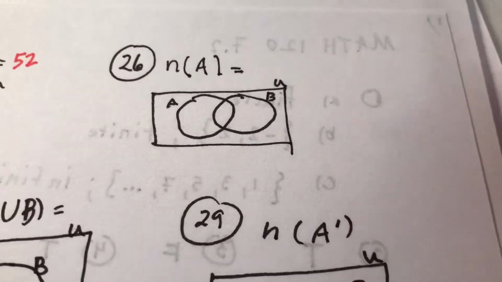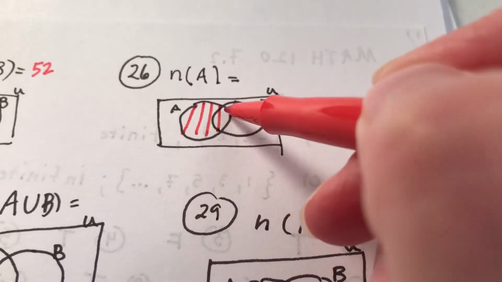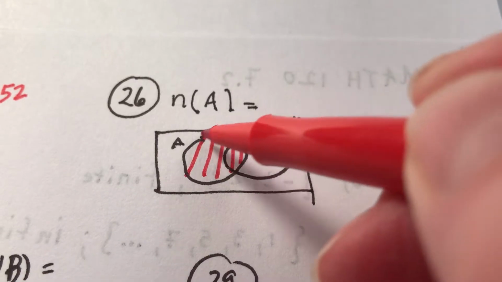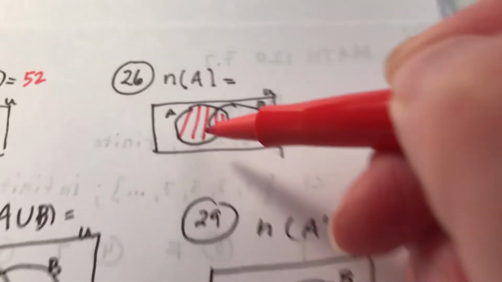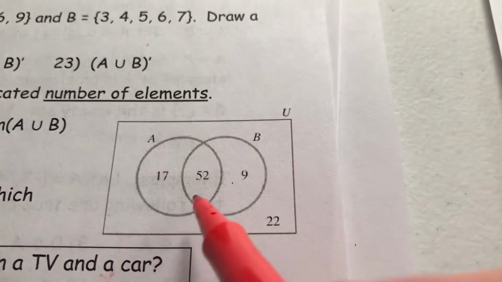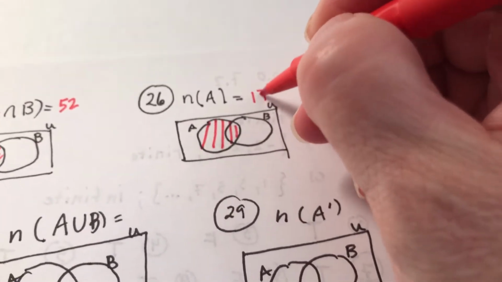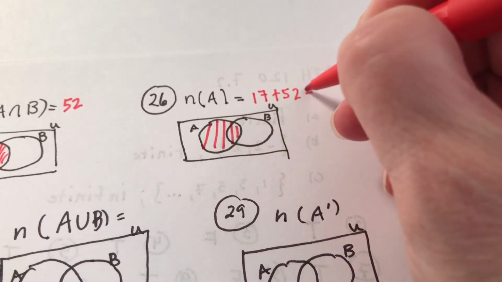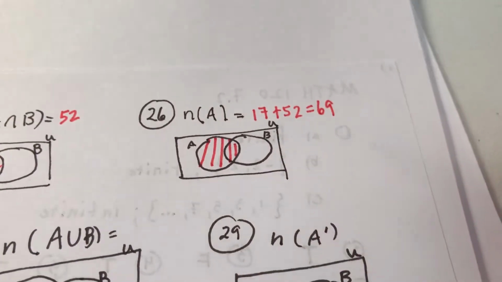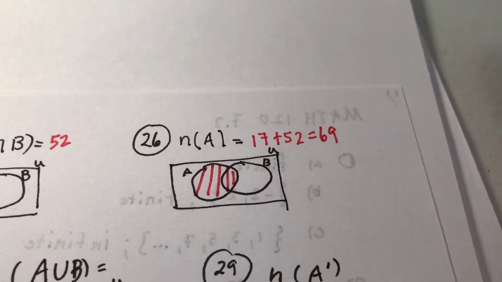The number in A. Now the number in A is all of that. Okay? All that. A is encircling. So I'm going to come over here, take a look at that. Well, what's A encircling? It's encircling 17 and 52. So I have to do 17 plus 52. Which is 69. All right, so the number in A, 69 elements.